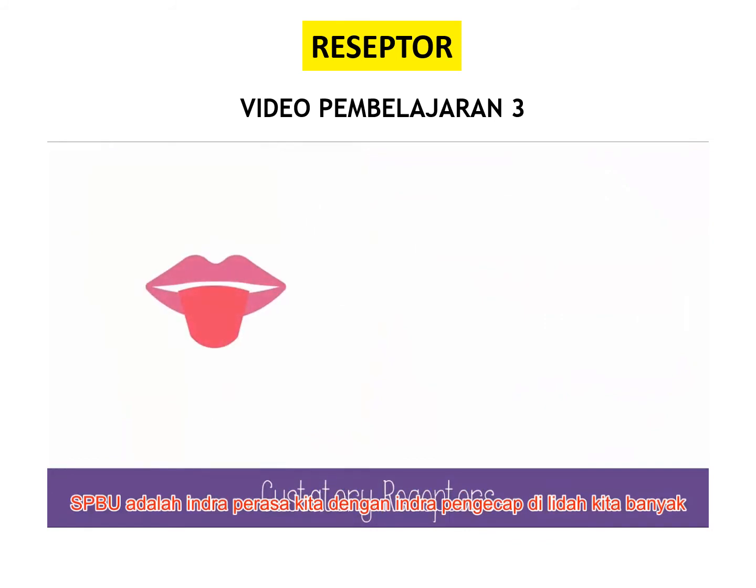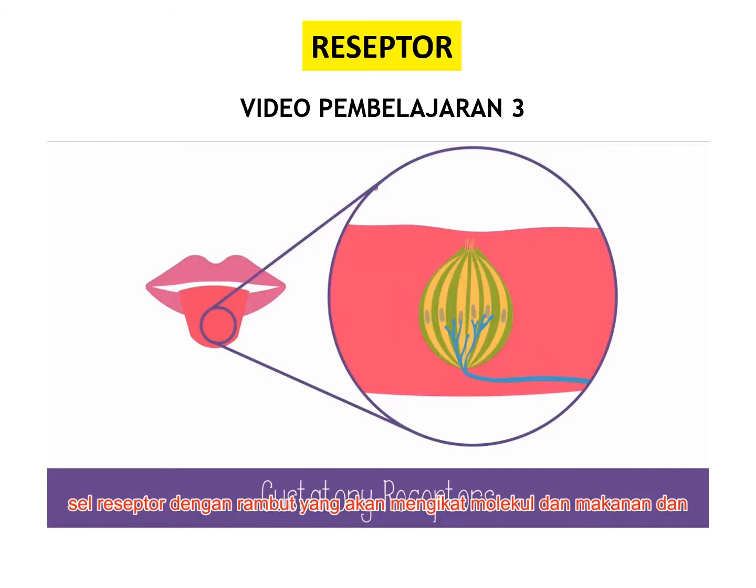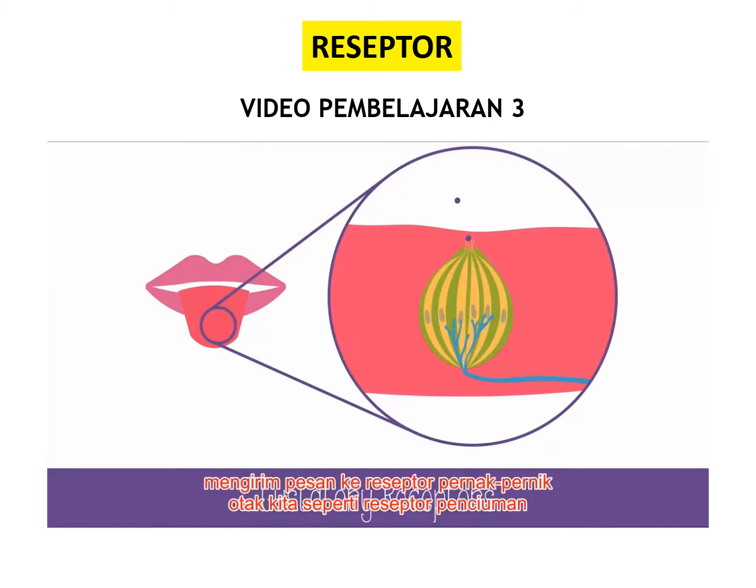Gustation is our sense of taste. Within the taste buds on our tongues are many gustatory receptor cells with hairs that will bind to the molecules in food and send messages to our brains. Gustatory receptors, like olfactory receptors, are another type of chemoreceptor.